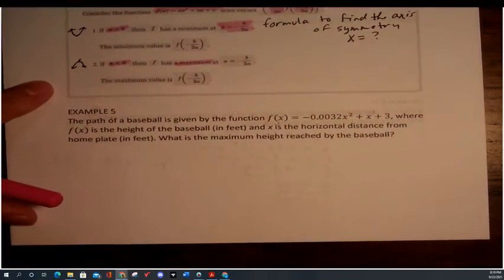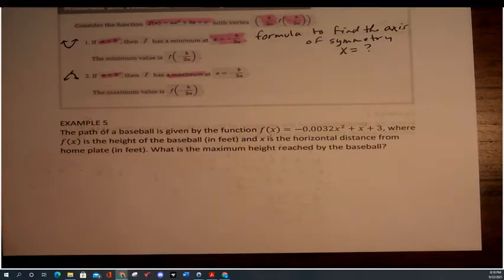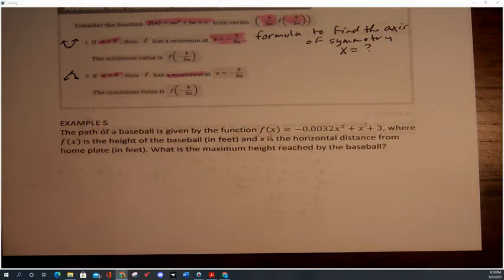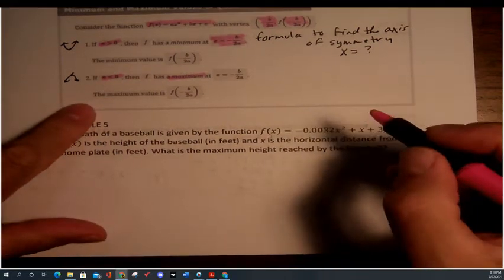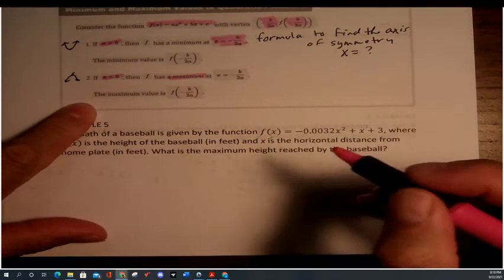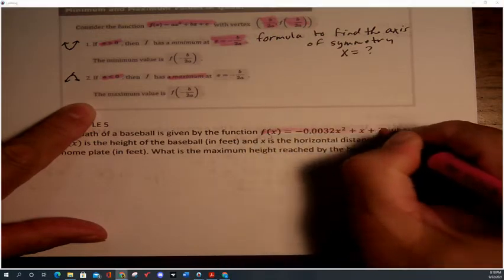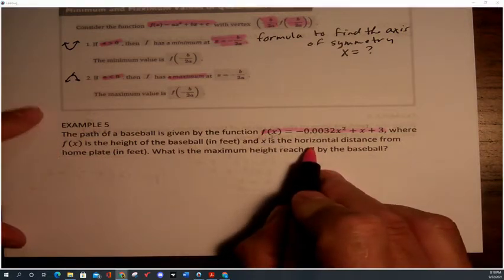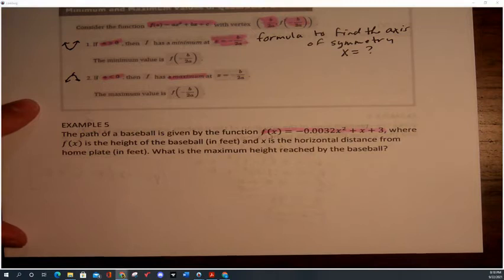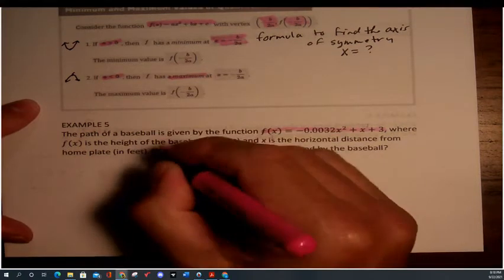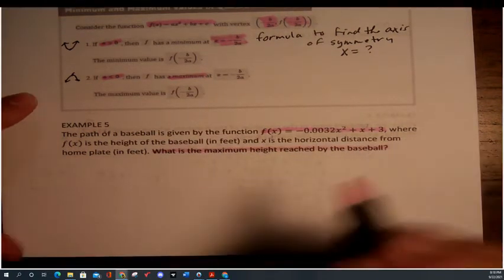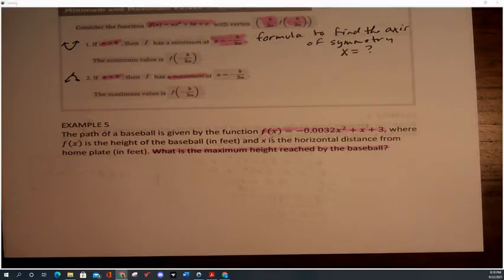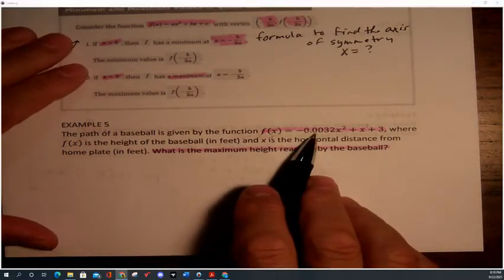All right, so let's use that information to answer this next question. Example 5, the path of a baseball is given by the function f of x is equal to negative 0.0032 x squared plus x plus 3, where f of x is the height of the baseball in feet, and x is the horizontal distance from home plate in feet. What is the maximum height reached by the baseball?